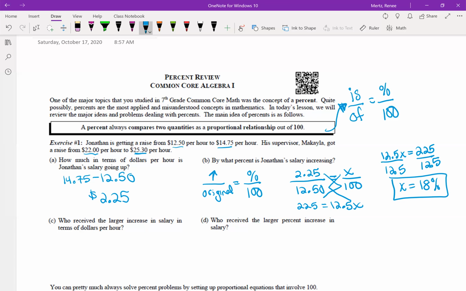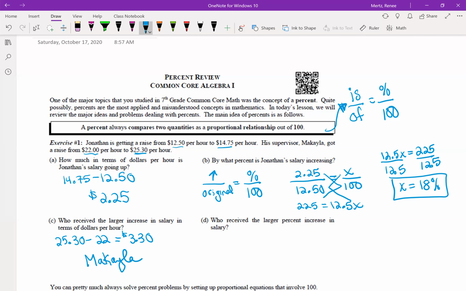So let's figure out, this wants to know who received a larger increase in salaries in terms of dollars per hour. So let's figure out Michaela. Michaela had $25.30 for her raise minus 22. So she earned $3.30. So $3.30 is more than Jonathan. So Michaela did better.